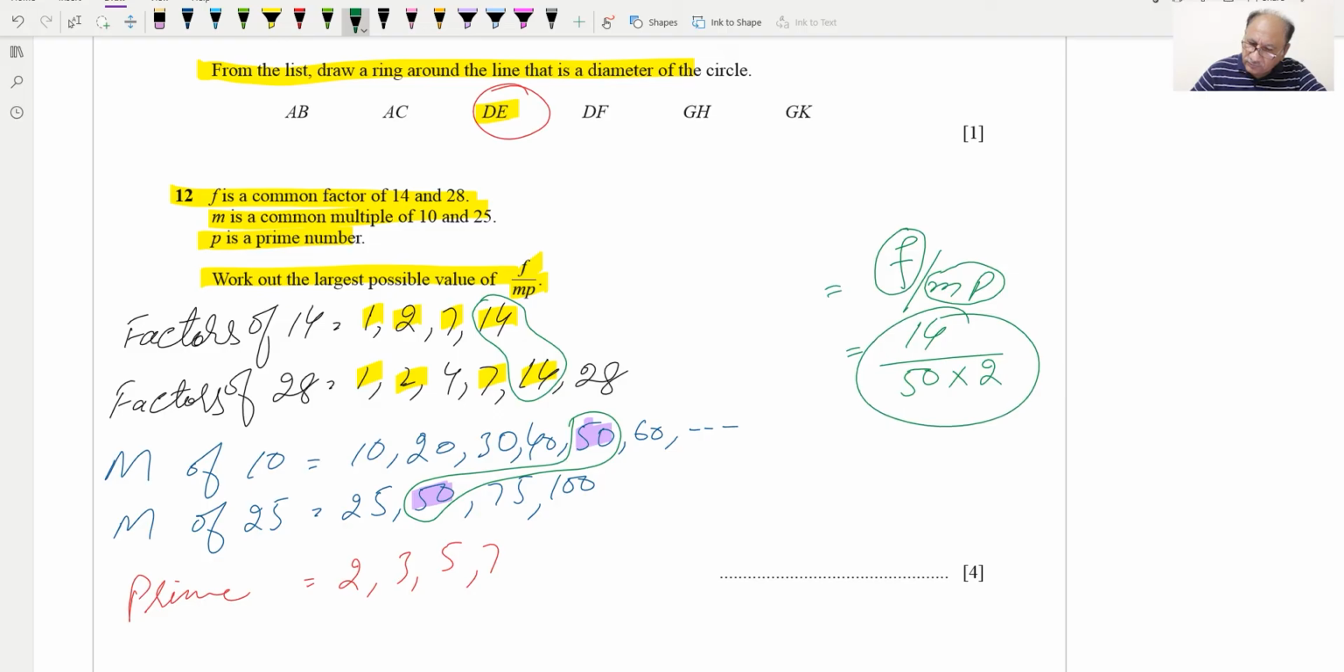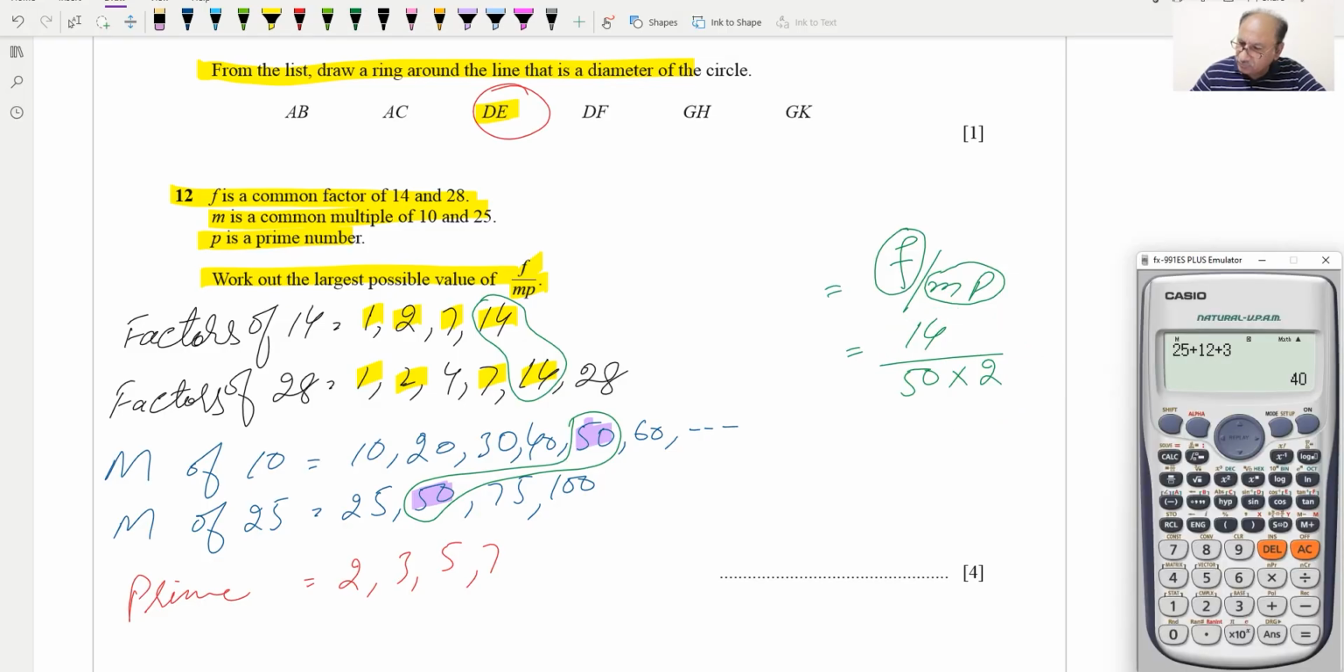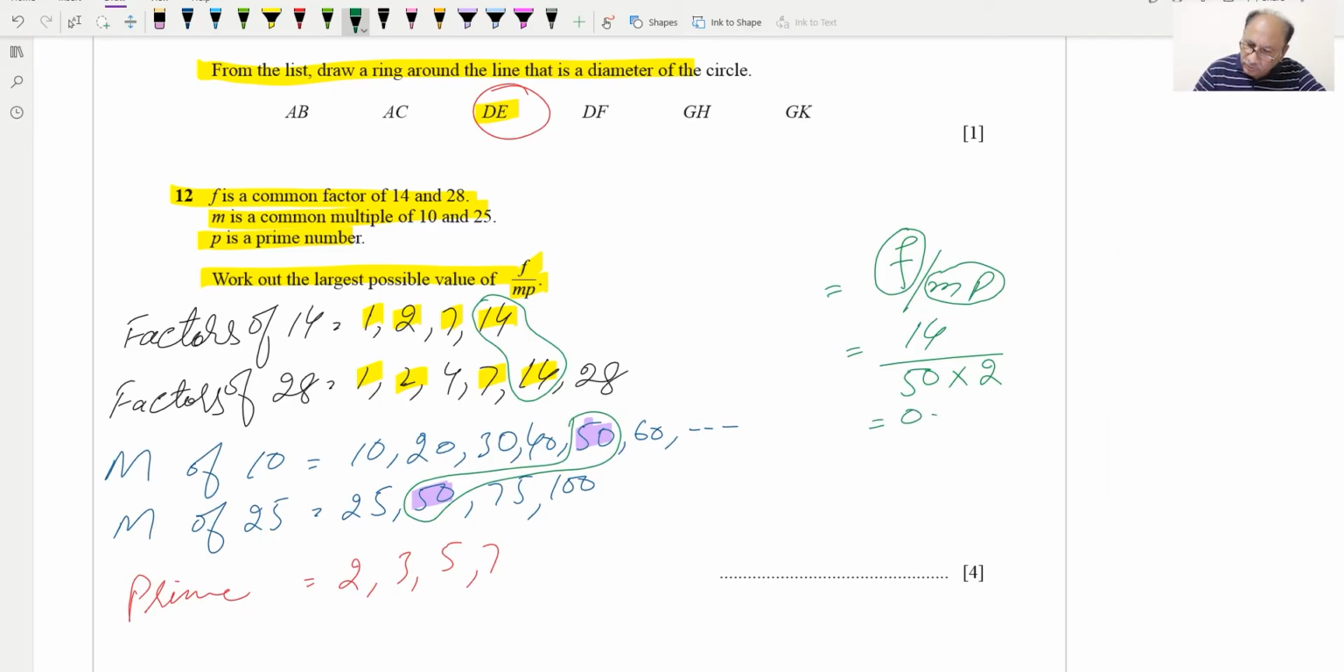And the product, the answer for this, will be 14 over 50 times 2, and this will be equal to 0.14. So 0.14 will be our final answer for this question, and this was a 4-mark question. It was a little easier, not very difficult.